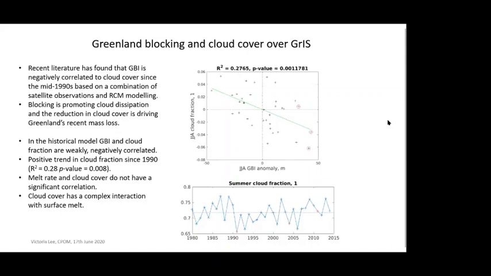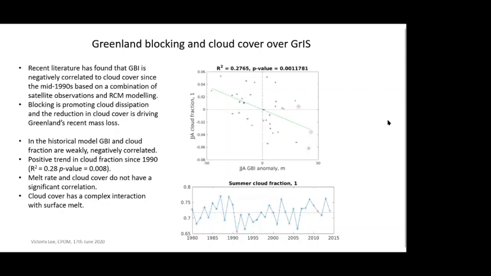So we're using a combination of satellite data and regional climate models. They've shown that there's a negative correlation to the cloud since the mid-1990s. So the idea being that cloud is reducing and exposing the southern part of Greenland to more sunshine. So surface shortwave radiation is increasing in the south, but they also found that there was more cloud forming in the northeast, which is leading to long wave feedback to melt as well.